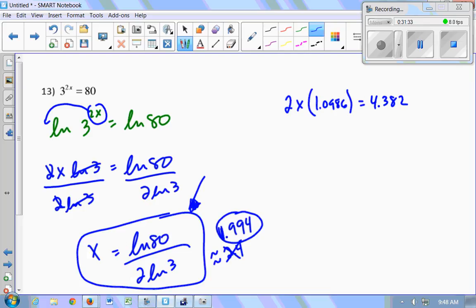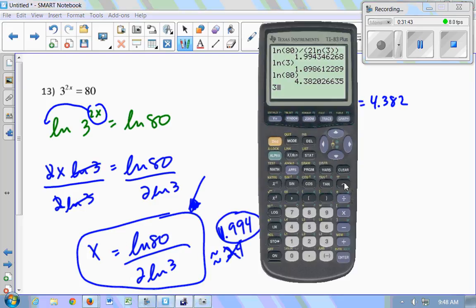But this is a good way to sort of check your work, you know, do it both ways, make sure it comes out the same, plug the value in. So now if I do 3 to the 2 times 1.994, this should be approximately 80, and it's really close, right? It's not exact because I rounded this number. The exact value is ln 80 over 2 ln 3.